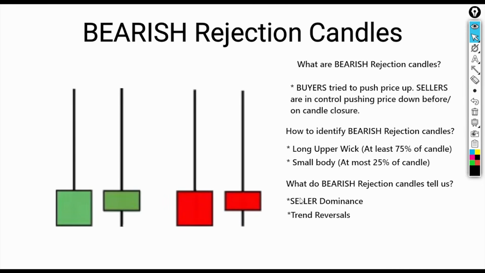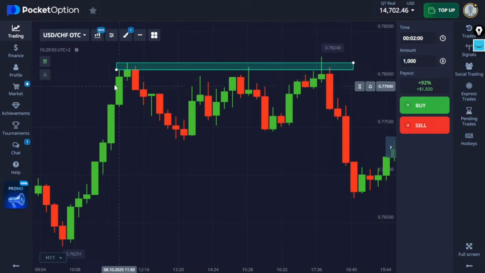Another thing that bearish rejection candles could signify are trend reversals. So let's go take a look at a real chart example. We've just jumped over to Pocket Option, and right now we're looking at USD CHF on the 15-minute time frame. And I've gone ahead and marked out this light blue resistance zone.